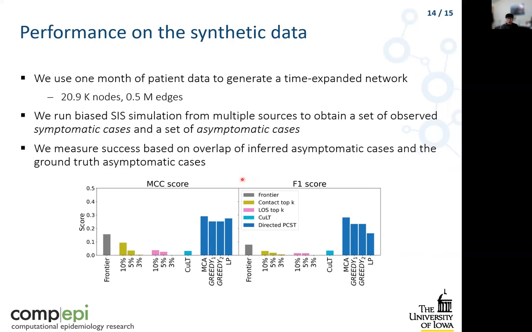And as you can see in both of these two evaluation metrics, our method, which is in blue, outperforms the other baselines. And from this result, we can claim that our method finds the right balance between the likelihood of a node being exposed to the disease via edge weights and the likelihood of nodes developing symptoms via node weights.